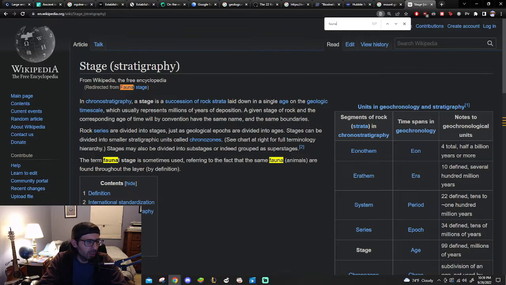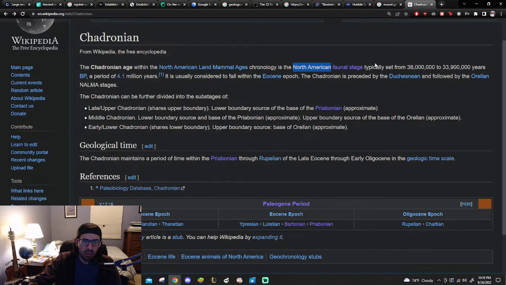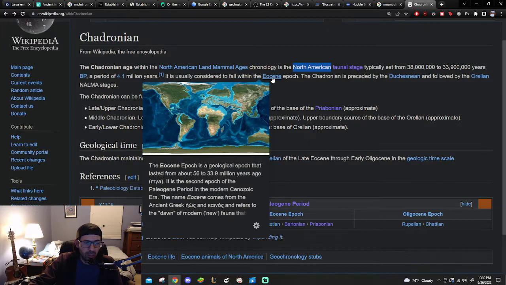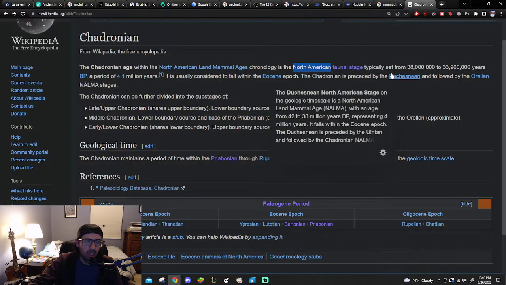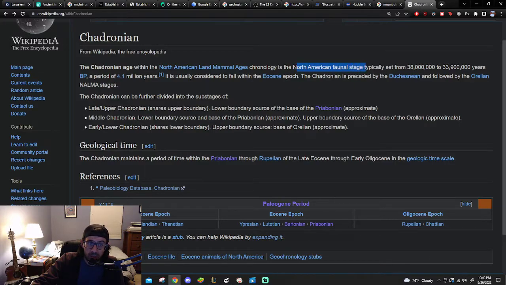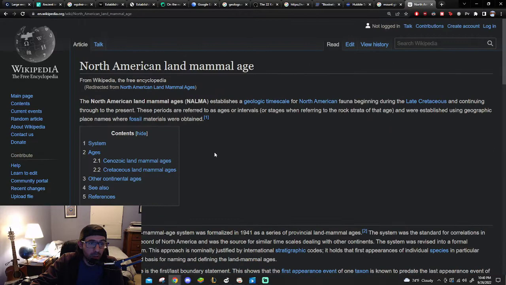What is faunally? Same animals are found throughout the layer. Within the Eocene. Duchesnian. Duchesnian. North American stage, 42 to 38. I wonder where North America, like this, I don't know. Maybe I can look up this.